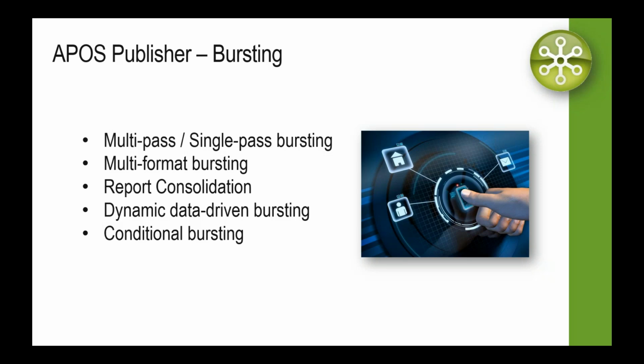So the first thing we want to look at is a high-level description of bursting. Bursting consists of either multi-pass or single-pass bursting. There are benefits to both methodologies. Multi-pass, we create one single instance for every recipient that's going to be receiving it. Single pass, we create one large instance, and then we slice up that instance. So there are benefits to both, and some reports will benefit by one method over the other. Multi-format bursting, some people require a document in PDF and Excel, but only with one schedule, one burst. So we can do that.